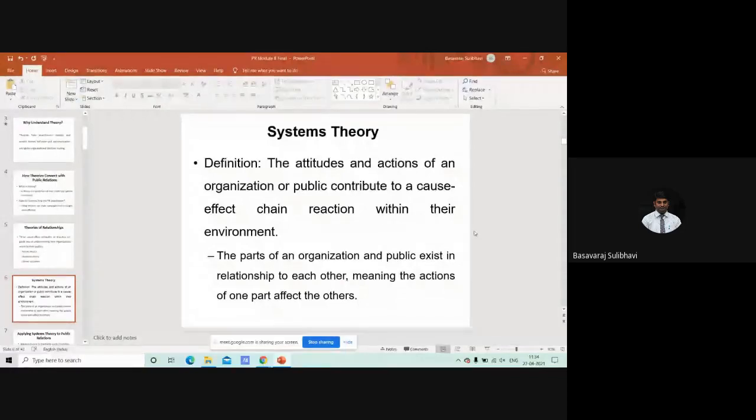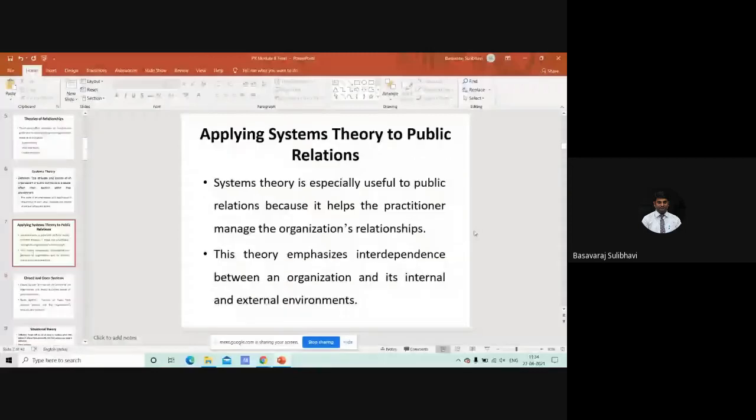If we want to analyze systems theory specifically for public relations, remember, this is especially useful to public relations because it helps practitioners manage the organization's relationships. So they come to know what we throw and what we get in return from the public. It is like Newton's third law, where with whatever force you throw a ball, with the same force that ball returns.